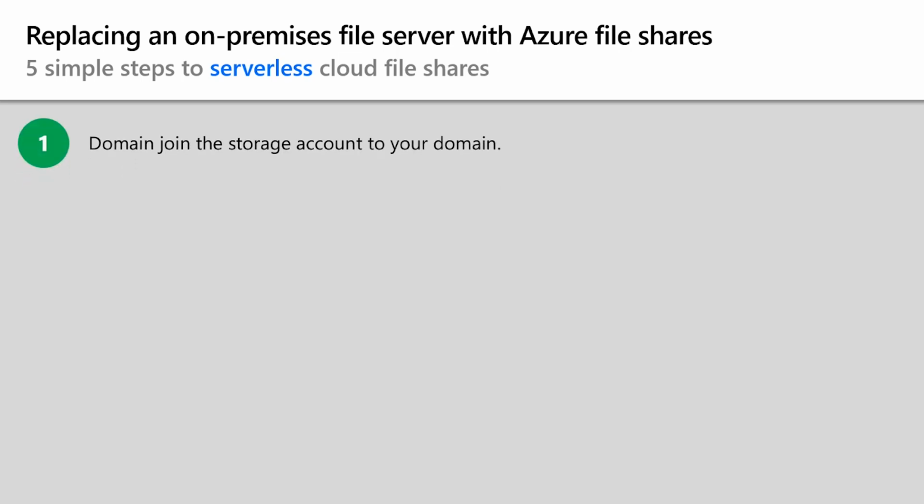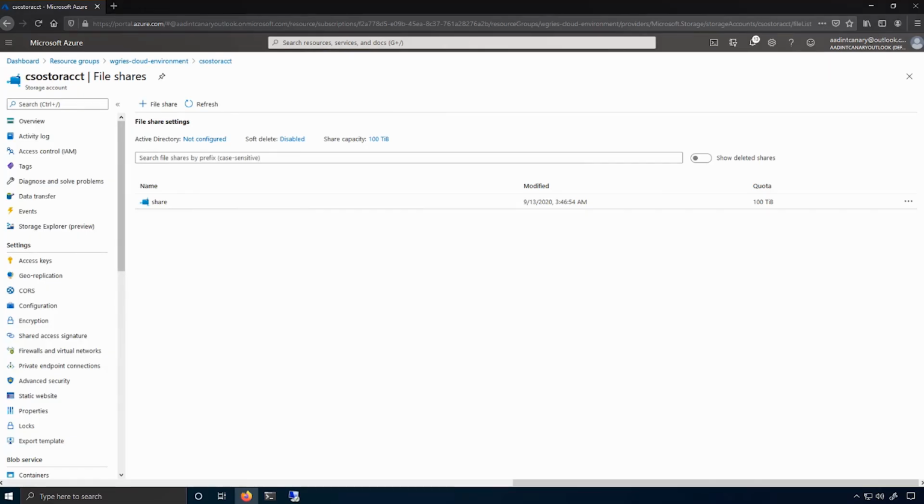Just like an on-premises server, the very first thing that needs to be done is to domain join your storage account to your on-premises domain. So let's do that. Here I have a storage account with a file share that I'd like to be able to mount from on-premises.